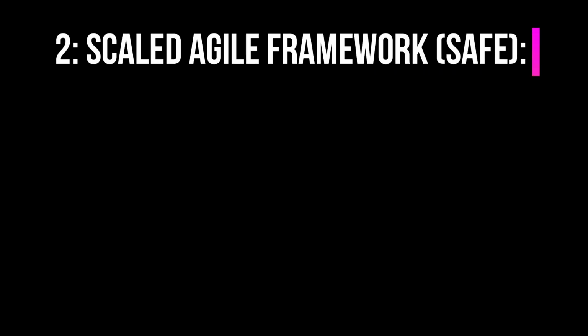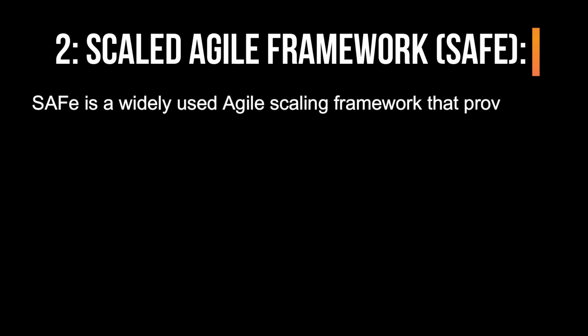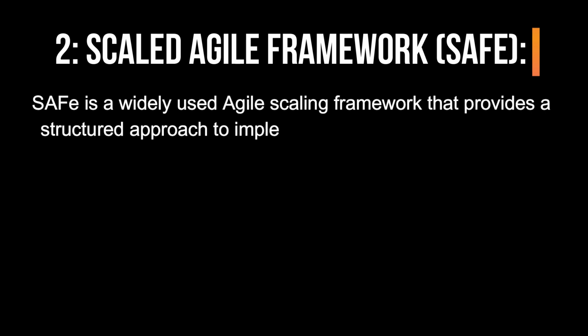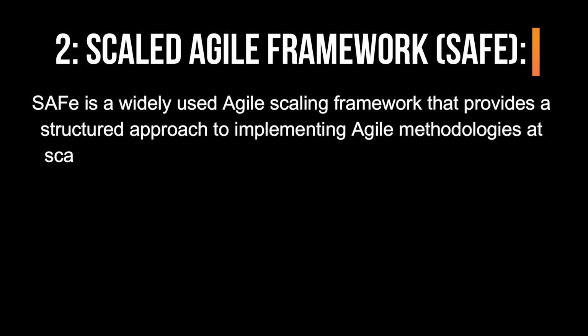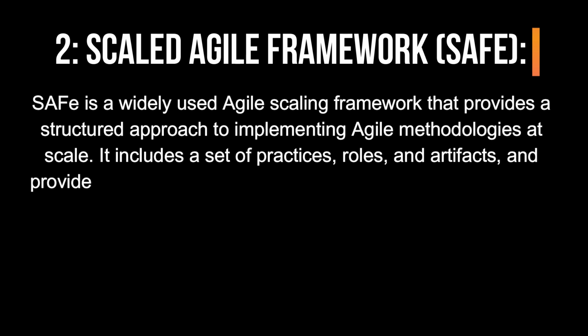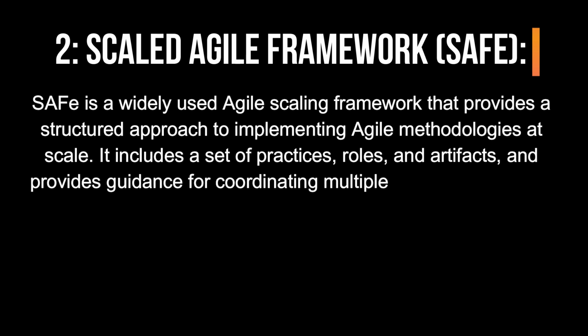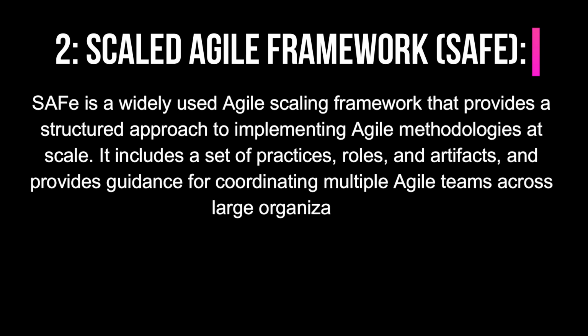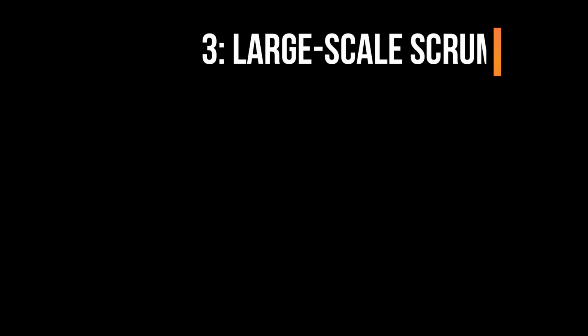2. Scaled Agile Framework. SAFe is a widely used Agile scaling framework that provides a structured approach to implementing Agile methodologies at scale. It includes a set of practices, roles, and artifacts, and provides guidance for coordinating multiple Agile teams across large organizations.